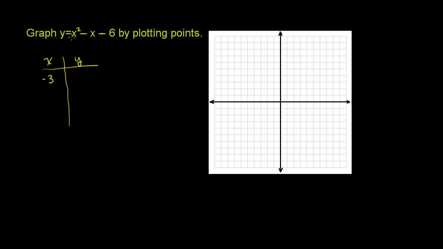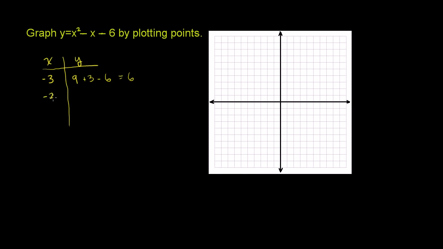Let's start x at, I don't know, -3. So if x is -3, then y is going to be -3 squared, which is 9, minus -3. So that's plus 3 minus 6. 9 plus 3 is 12, minus 6. This is equal to 6. Then let's just keep going before we plot any points.